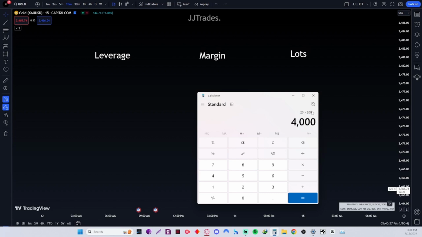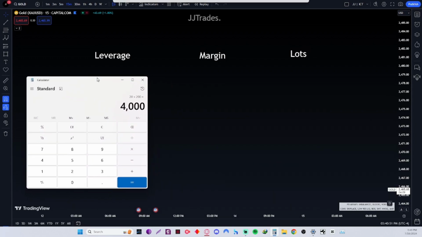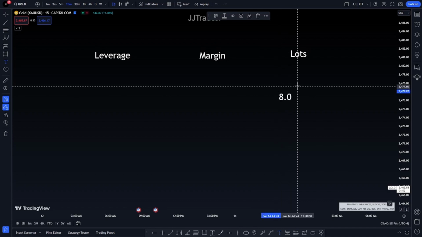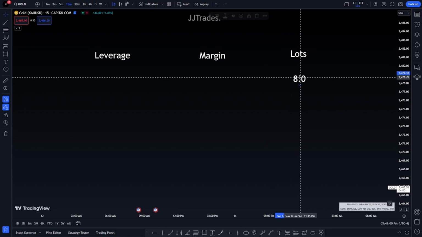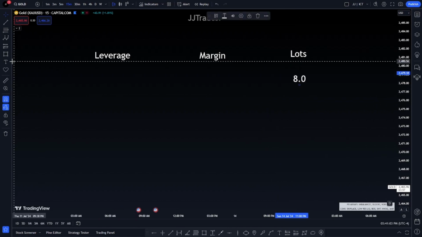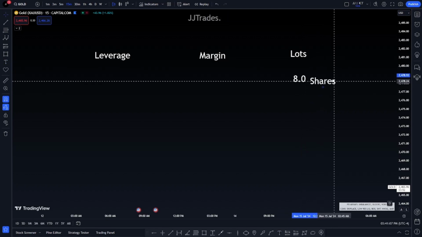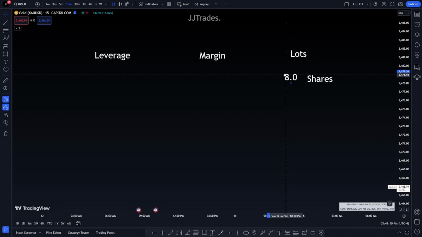So let's get back to buying the stock. Like we said, the stock is $500. Since we have $4,000 worth of buying power and the stock is $500, that means we can buy 8 whole shares, correct? And with 8 whole shares, this is moving on to lots now. With lots, you would have 8.0 lots, really. 8.0 shares. That's what you would have. You would have 8.0 shares worth of that stock.